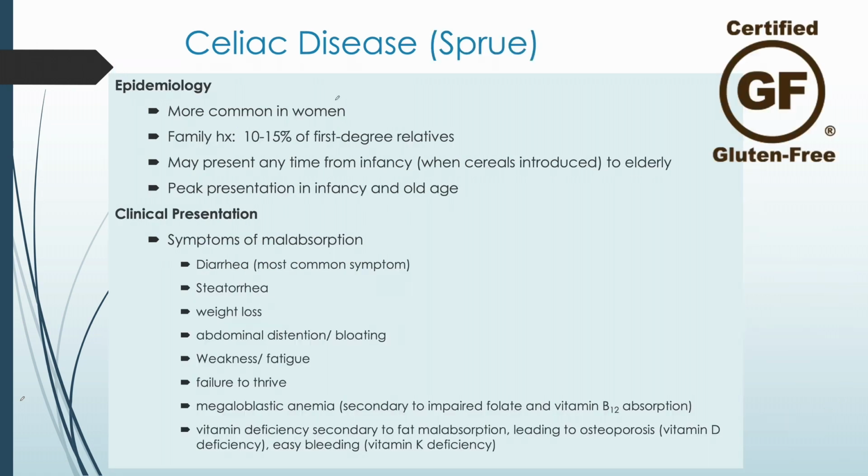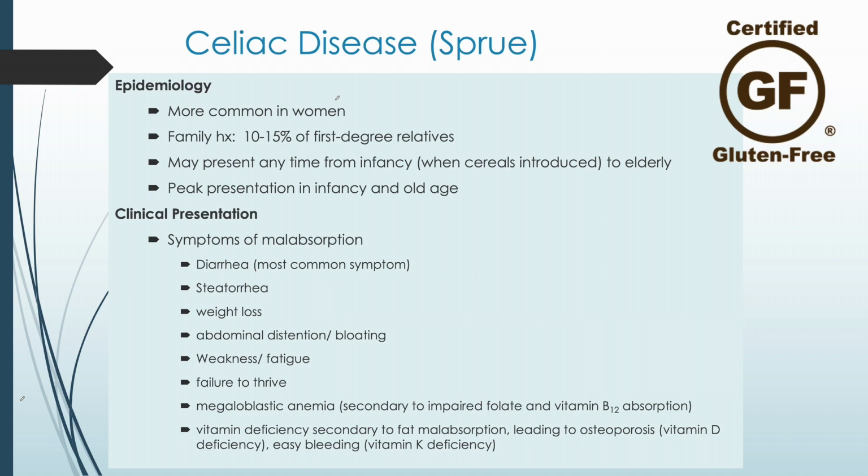So it's more common in women, and there is a component of family history with first-degree relatives. Like we mentioned before, it can present anytime from infancy, when cereals are introduced, all the way to elderly. And the peak presentation is going to be in infancy and old age.